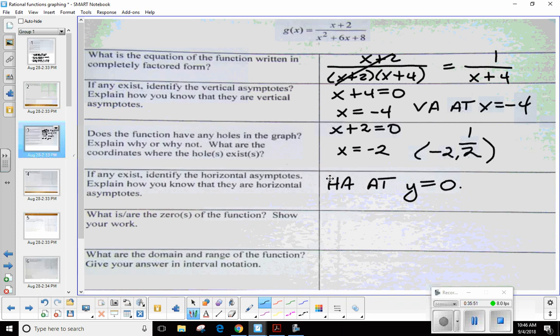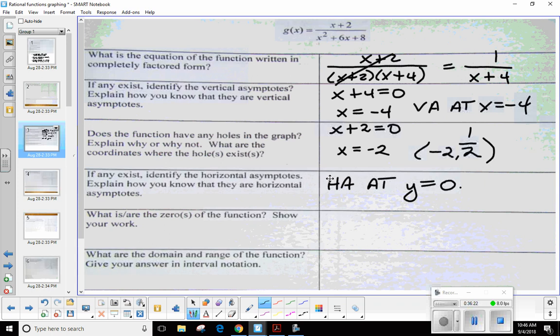What is or are the zeros of the function? So what was the shortcut for the x-intercepts? We've already taken care of the denominator. What values of x make the numerator 0? Could I go ahead and say -2? Some people are shaking their head no. Why can't I use -2? It's making the numerator 0. But it also makes it undefined.